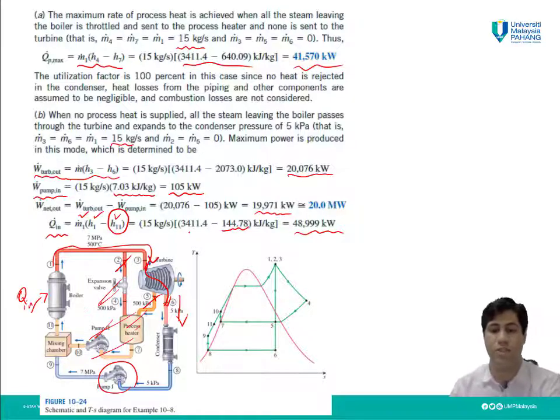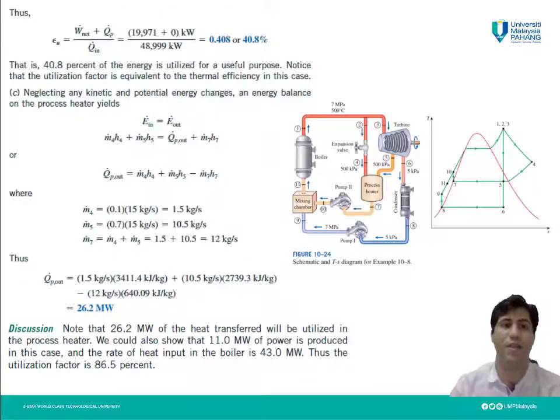Now by this information we can go and calculate the utilization factor for this cycle. If you remember, we had this equation: epsilon sub U is equal to W dot net, or net power of the cycle, plus Q dot P, or the process heat, divided by Q dot in, which is the input heat which is given to the cycle.